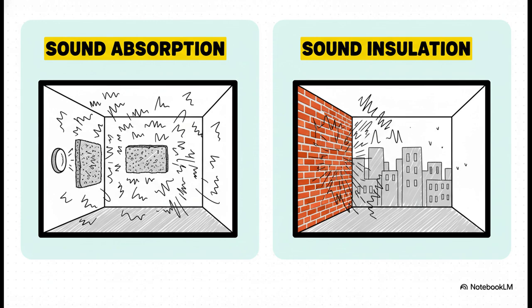Now, to control that sound, architects have two main tools in their toolbox. First, you've got sound absorption. This is all about what's happening inside the room. Think soft materials, things that soak up echoes. Then you have sound insulation. That's the barrier to the outside world, using thick, dense materials to stop noise from getting in or out. So one sculpts the sound inside, and the other one protects the space from the outside.